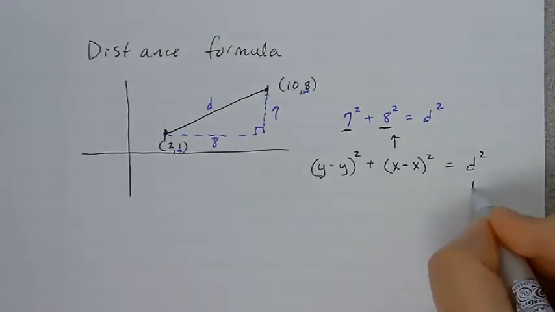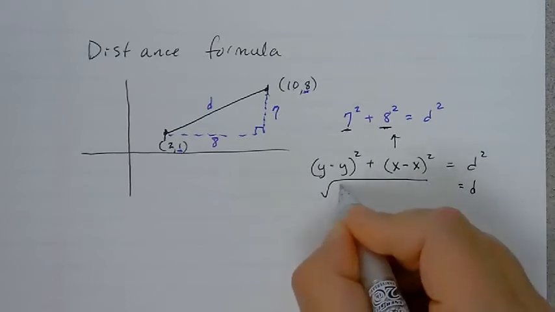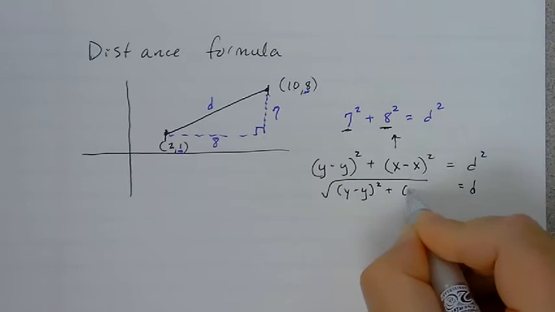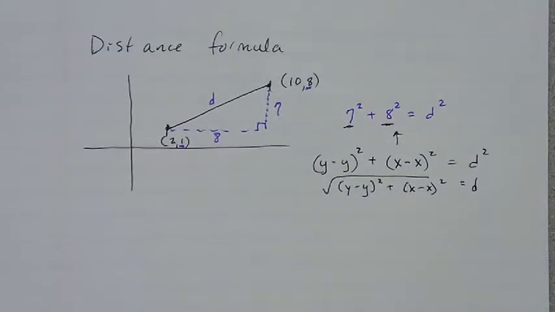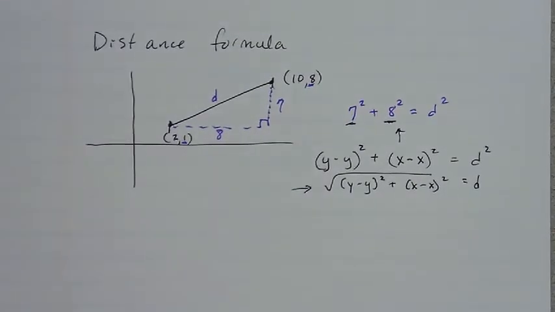So to find the distance between two points, we can do the square root of the difference in the y values squared plus the difference in the x values squared. Honestly, to memorize the distance formula, you really don't need to if you understand the Pythagorean theorem. But it's handy to know to use as a shortcut.